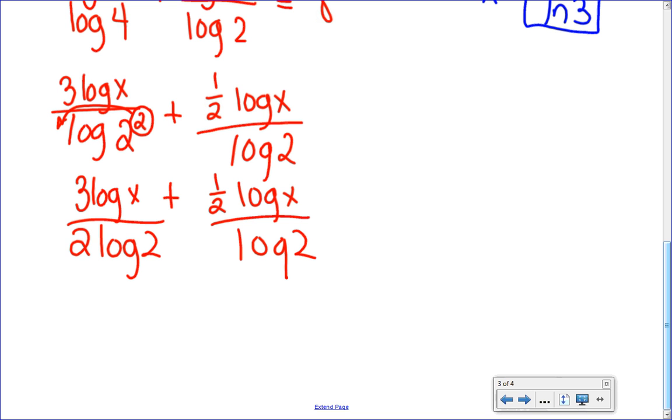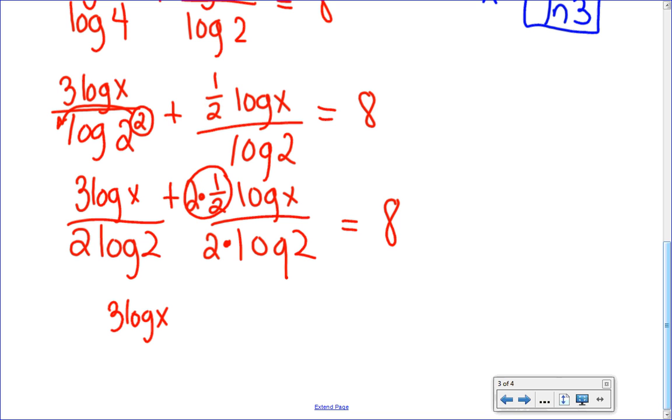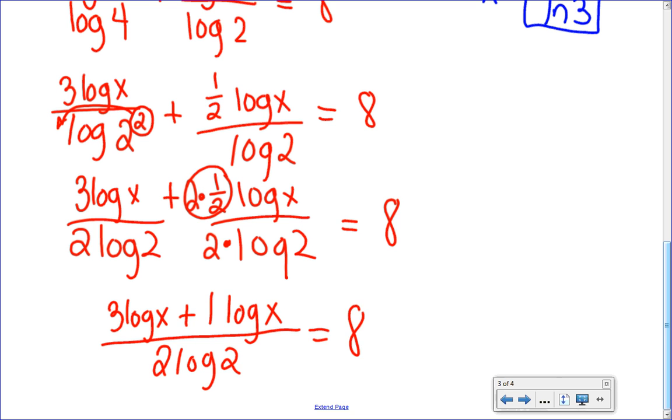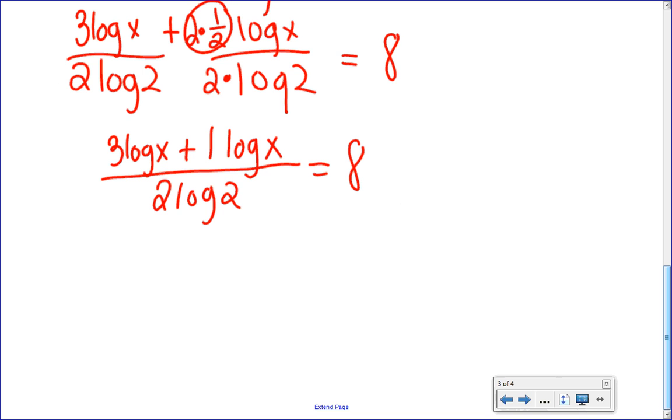If we want these, notice we're dealing with fractions, right? If we want them to have the same denominator, we can simply multiply this fraction over here on the right by 2. Okay, so now they have the same denominator. Now we can add them together and combine them as one fraction. So we have 3 log of x plus this gives us 1, right? Log of x over 2 log of 2, and that's equal to 8. And we can just combine our like terms. We have 3 log of x plus 1 log of x gives us 4 log of x in the numerator.